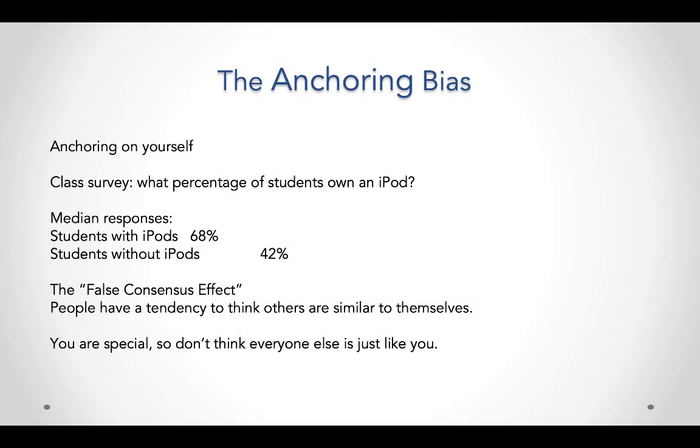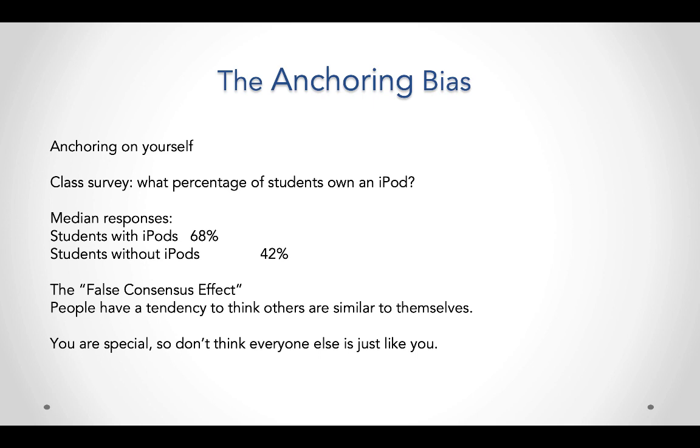Very well. So, moving on to anchoring bias on ourselves. The class survey goes like this: what percentage of students own an iPad, iPhone, whatever, doesn't matter, you can replace it with an iPhone. Students with iPods thought that 68% of the students in the class own an iPod. Students without iPods thought that 42% of the students in the class own an iPod. So if I own an iPhone or iPad or iPod, I assume that most people are like me, and I am anchoring on myself, and 68% is the number that I come up with. If I don't have an iPhone or iPad, then I assume that most people don't have one, and the number goes down a little bit.